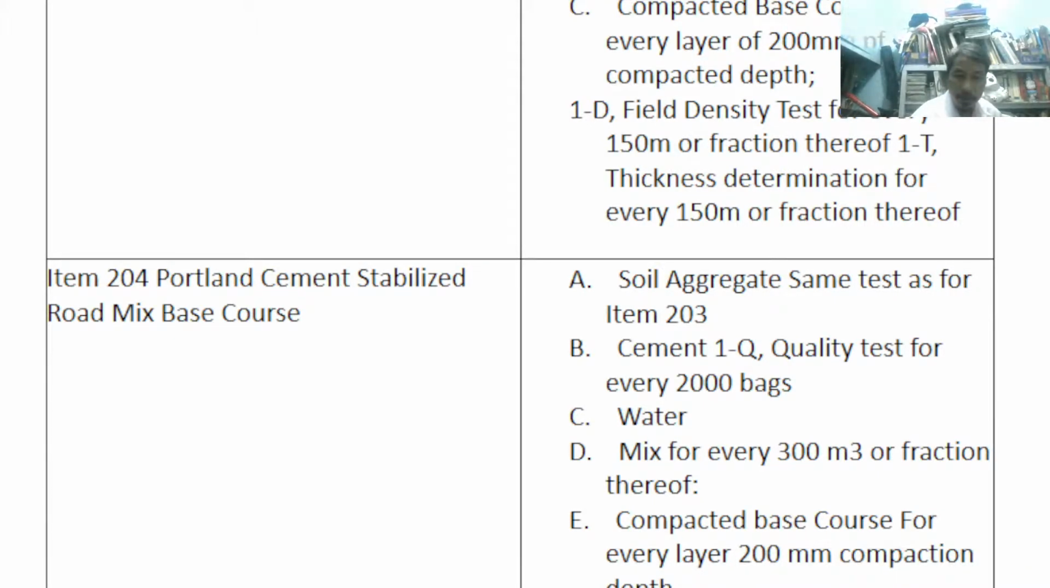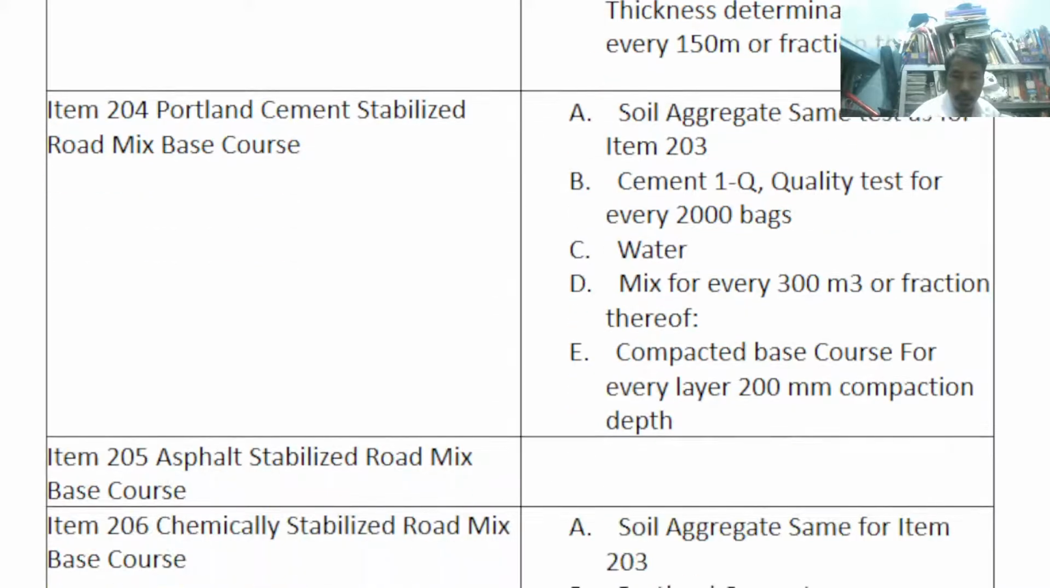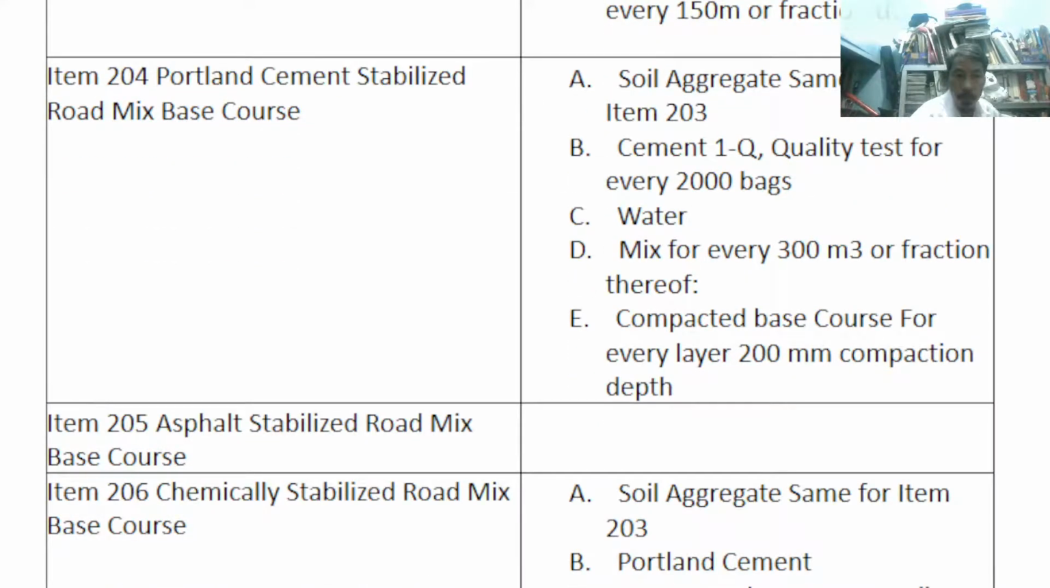Since 2016. Then, we have item 205, asphalt stabilized road mix. There are none. And item 206, chemically stabilized road mix base course. A, soil aggregate, same for item 203. Okay? And letter B, Portland cement, for every 2,000 bags, okay, 1-Q test or quality test. Okay. So remember the current number of different types of testing.